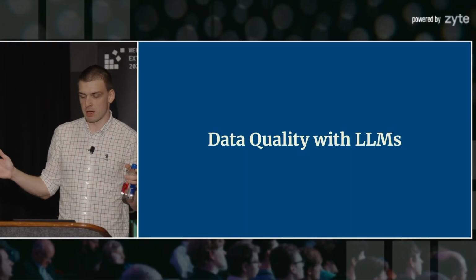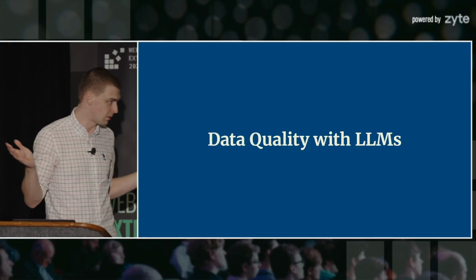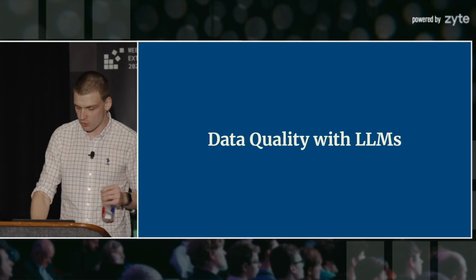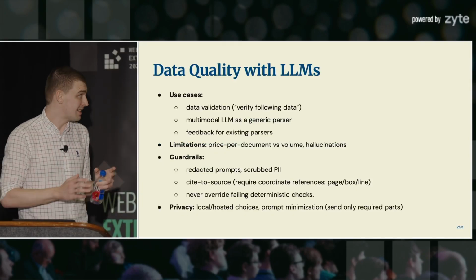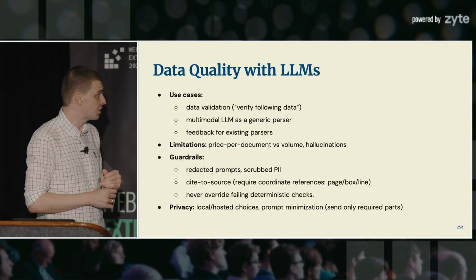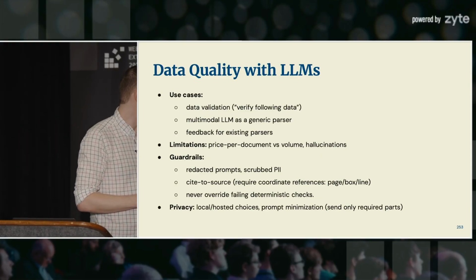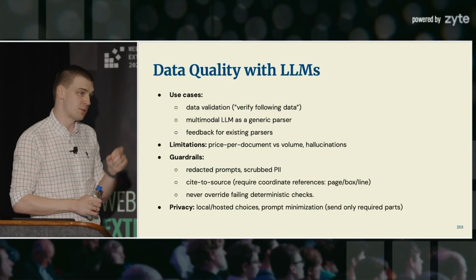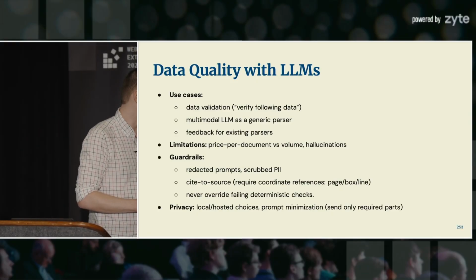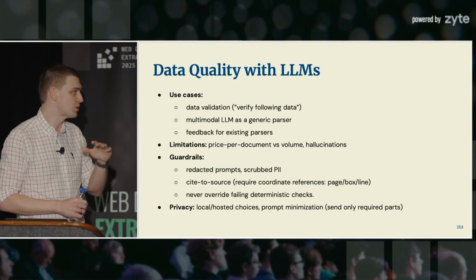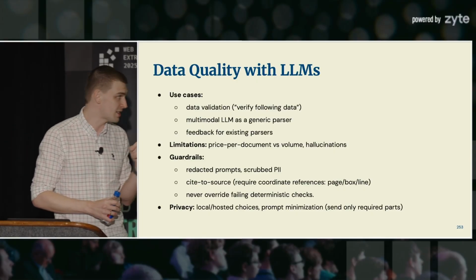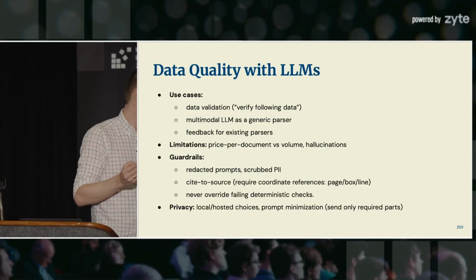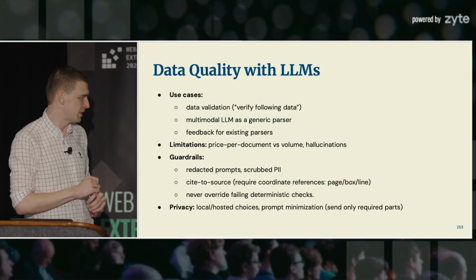So we talked a lot about LLMs today, but let's talk about how LLMs can improve our quality even further. They can help in at least 3 ways: as assistive validators, as fallback parsers, as feedback sources to our flow. But they must stay within guardrails. As we discussed, PII is a sensitive topic, so before sending any data, we need to scrub PII. We need to require citation to source so we can verify that the data they provided us is not hallucinated. And we should never override our deterministic checks.